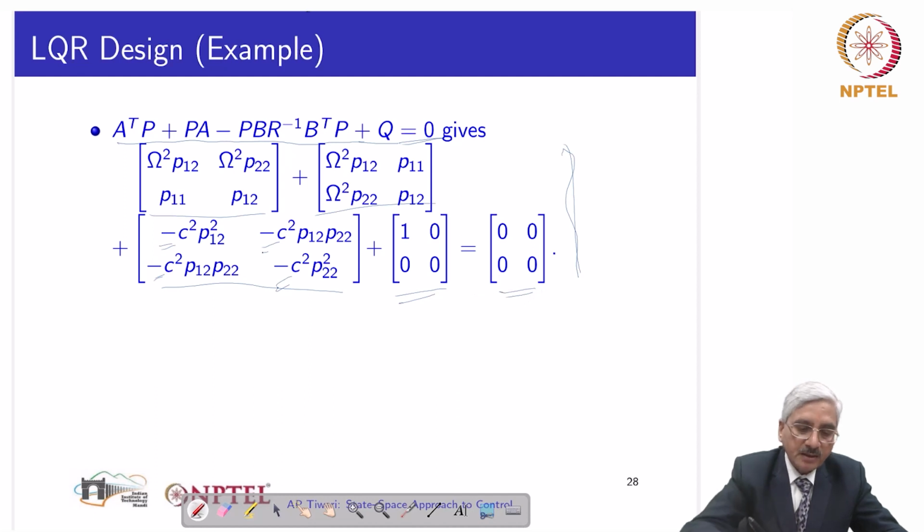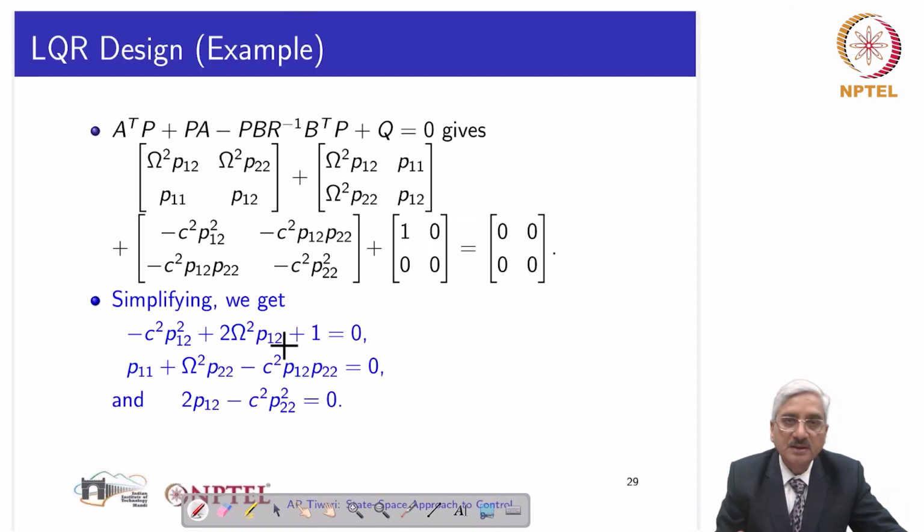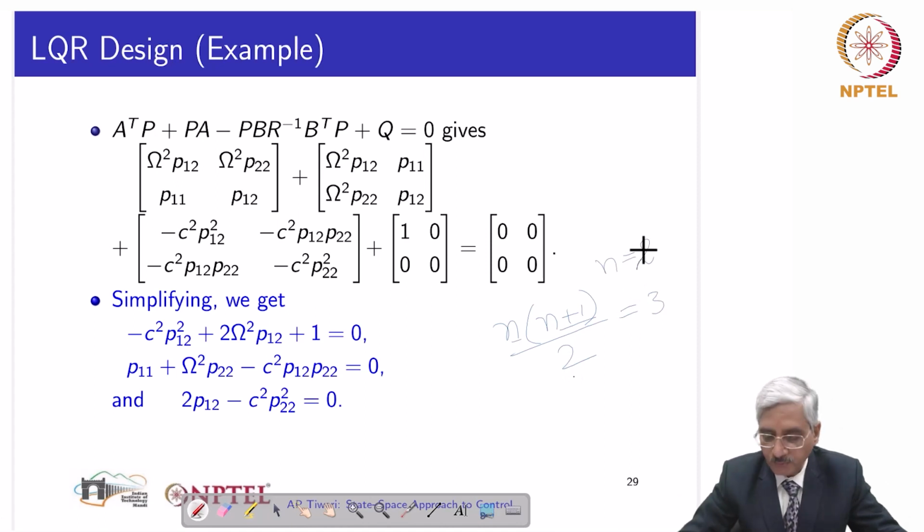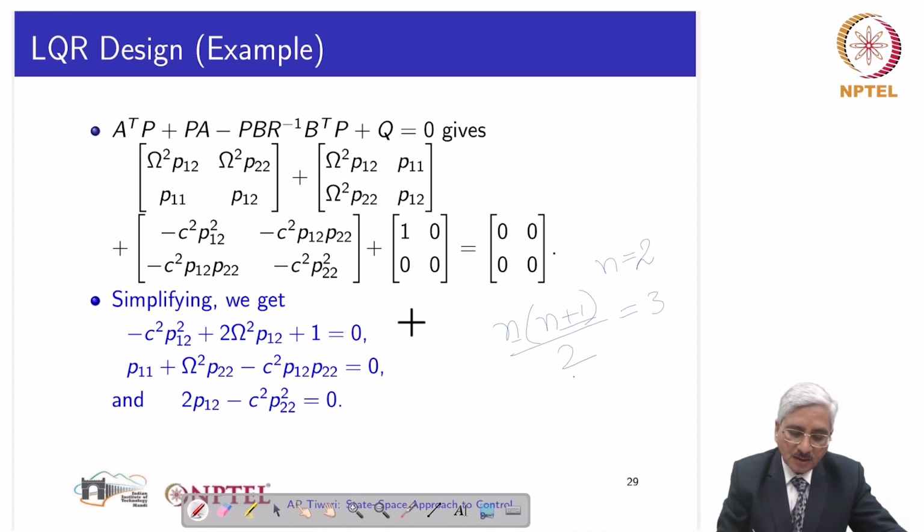Now writing term by term, we get 3 equations. Remember it was said n into n plus 1 by 2 equations. So 2 into 3 by 2, 6 by 2, are 3 equations in this case, because n is 2. The system is of order 2. So we get 3 equations instead of 4 equations, because P12 and P21 are identical. These are the 3 equations.